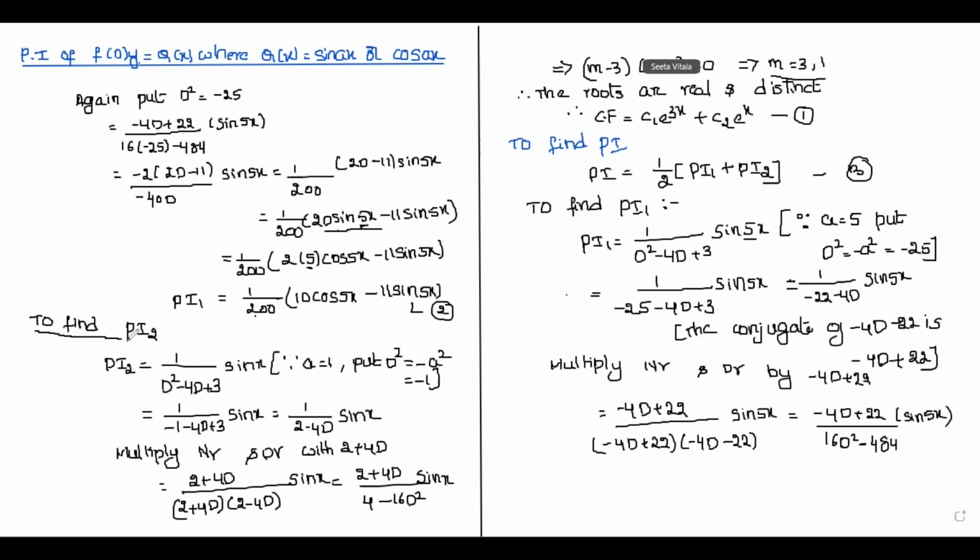Now to find particular integral 2 with respect to sin x: 1 by (D square minus 4D plus 3) into sin x. Since a value is equal to 1, put D square is equal to minus 1. So this is equal to 1 by (minus 1 minus 4D plus 3) into sin x, which is equal to 1 by (2 minus 4D) into sin x. Now the conjugate of this will be 2 plus 4D. Multiply numerator and denominator with 2 plus 4D: (2 plus 4D) by (2 plus 4D)(2 minus 4D) into sin x. So (2 plus 4D) by (4 minus 16D square) into sin x.